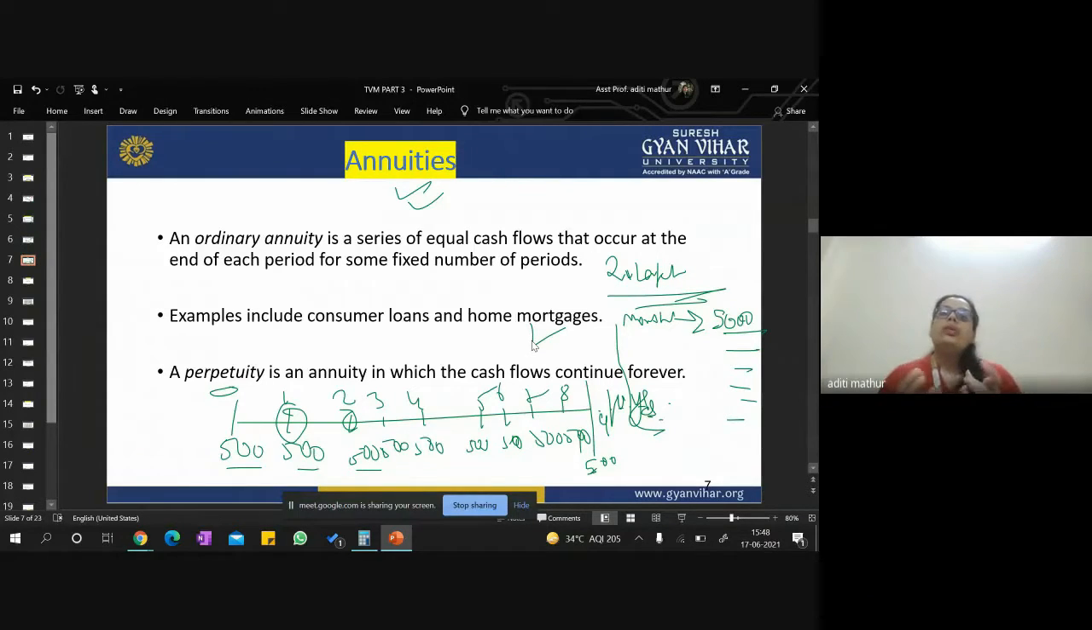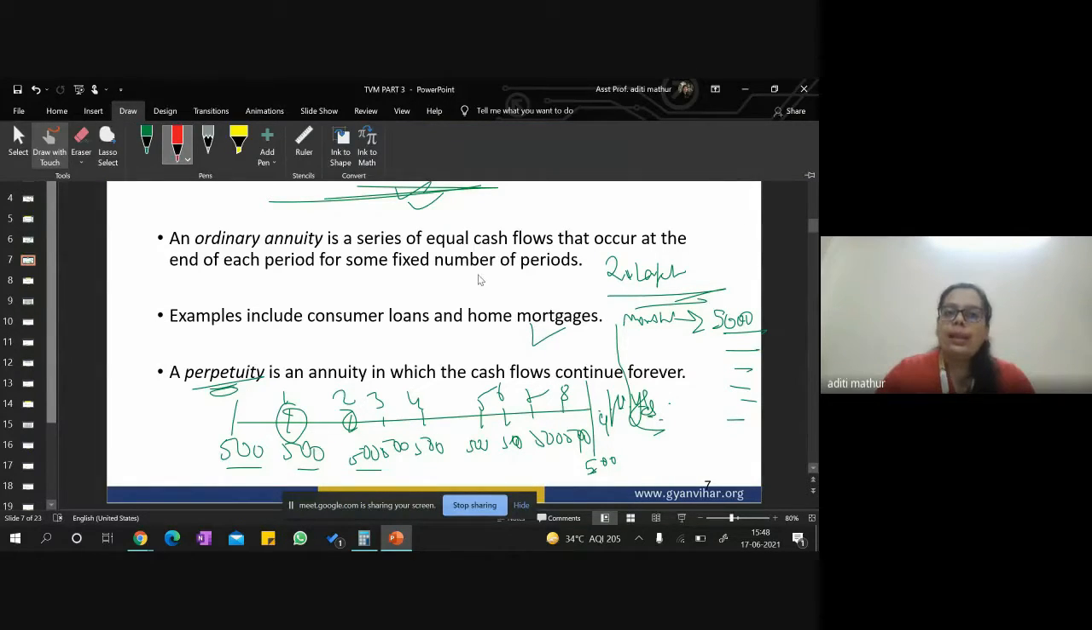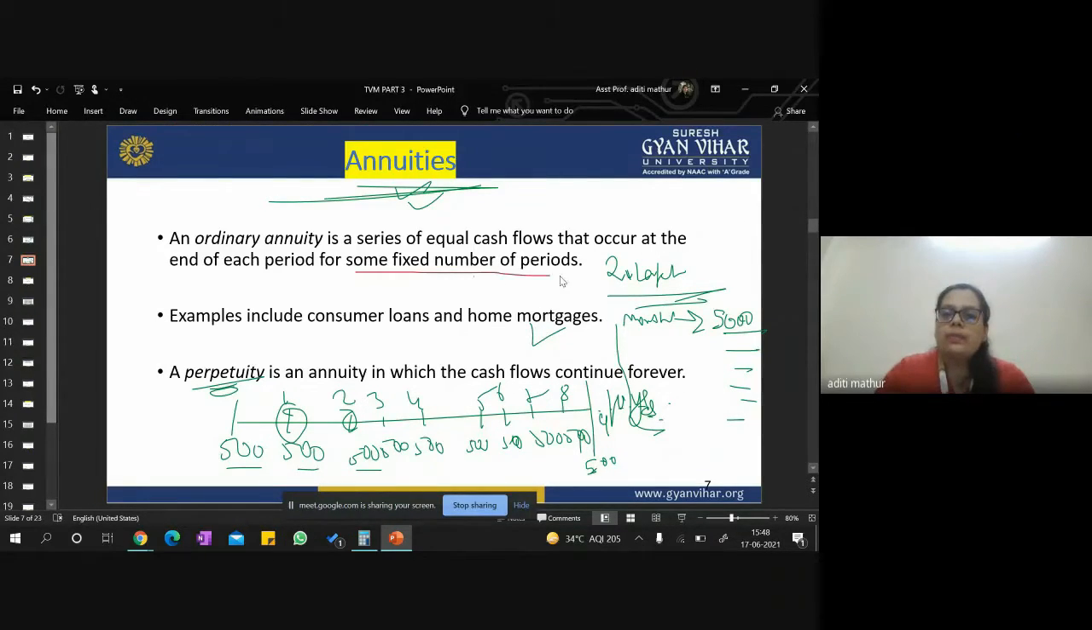So now, ma'am, what is perpetuity? Perpetuity is a type of annuity in which cash flow continues forever. Remember, the difference between annuity and perpetuity is only one thing: annuity is for a fixed number of periods, whereas perpetuity continues forever. So let us just focus on the annuity first. Let's have a quick recap of what is annuity.